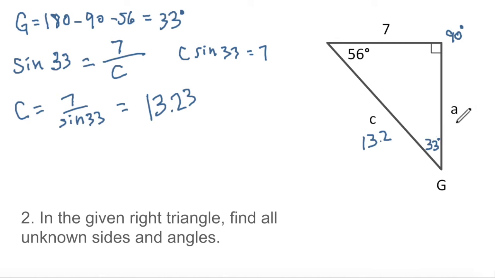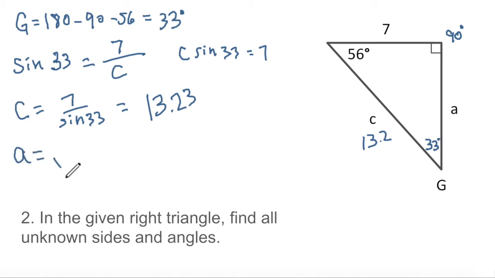Now we can find side A. We could also use the sine of this angle, couldn't we? Or we could simply use the Pythagorean theorem. We know two sides of a right triangle. We can just use Pythagorean theorem to get A. What is A equal to?